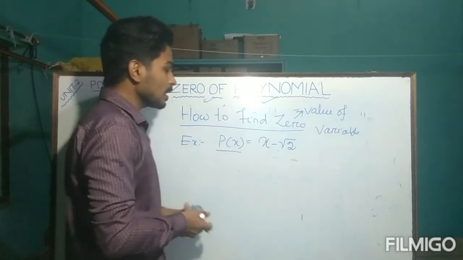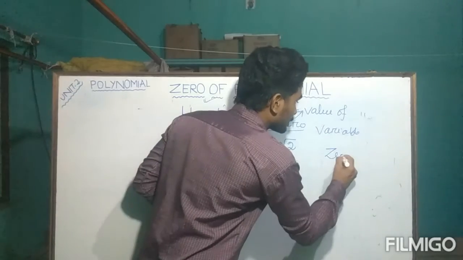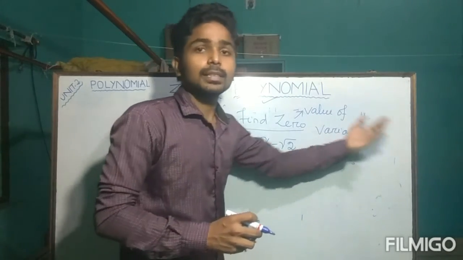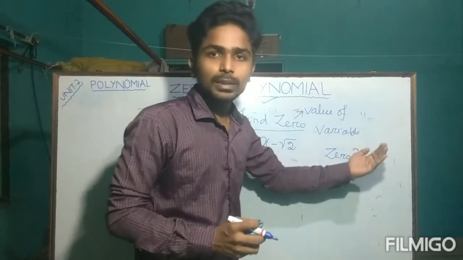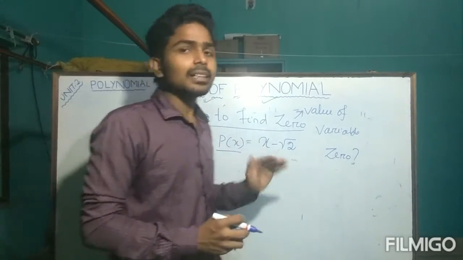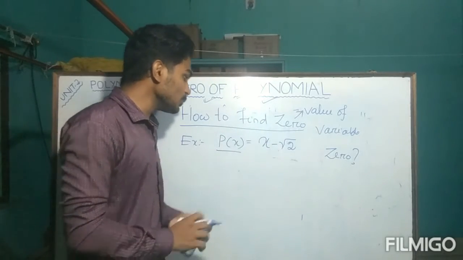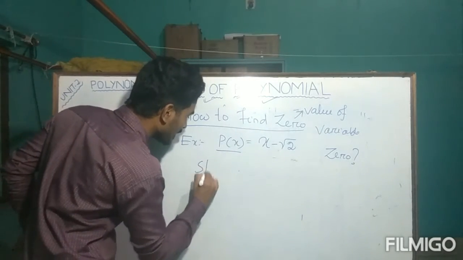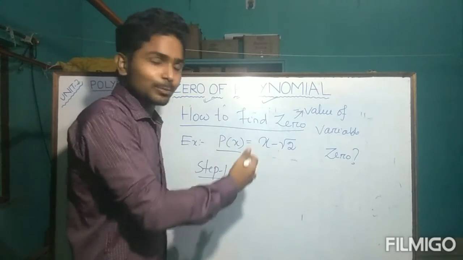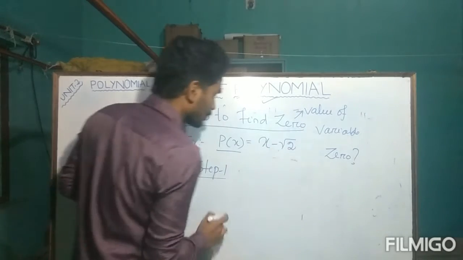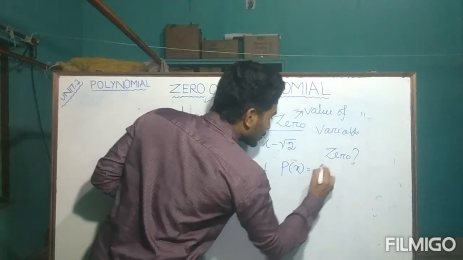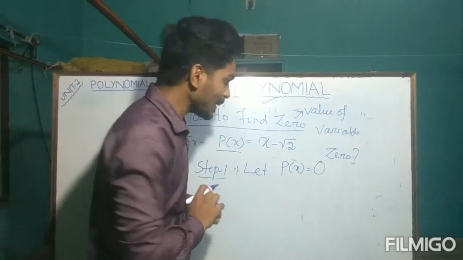So the question is asking us to find the 0. What will we do? We could put x is equal to 1, then p of x is how much? X is equal to 2, then p of x is how much? X is equal to minus 2, then p of x is how much? No, we will not use the trial and error method. In this case, first, in step 1, what will we do? We have to assume the value of p of x to be 0. Let p of x is equal to 0. We have to assume it.